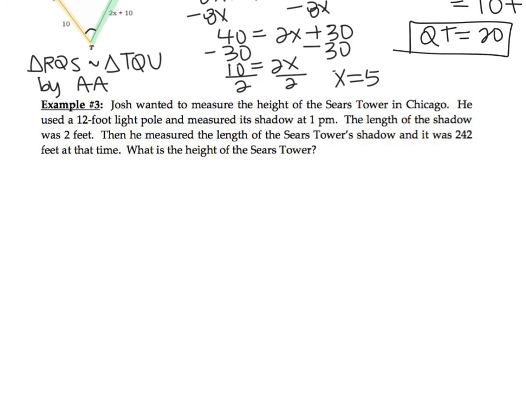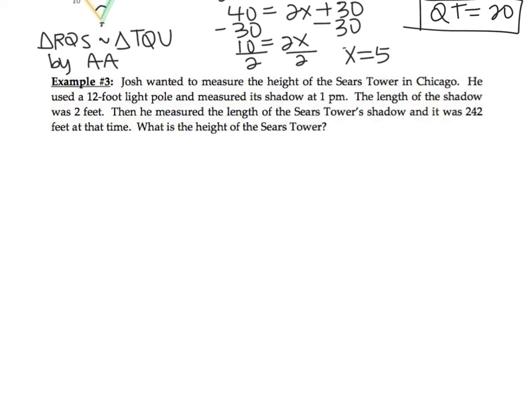Our last example is a word problem. So we have that Josh wanted to measure the height of the Sears Tower in Chicago. He used a 12-foot light pole and measured its shadow at 1 p.m. The length of the shadow was 2 feet. Then he measured the length of the Sears Tower's shadow and it was 242 feet at that time. What is the height of the Sears Tower?